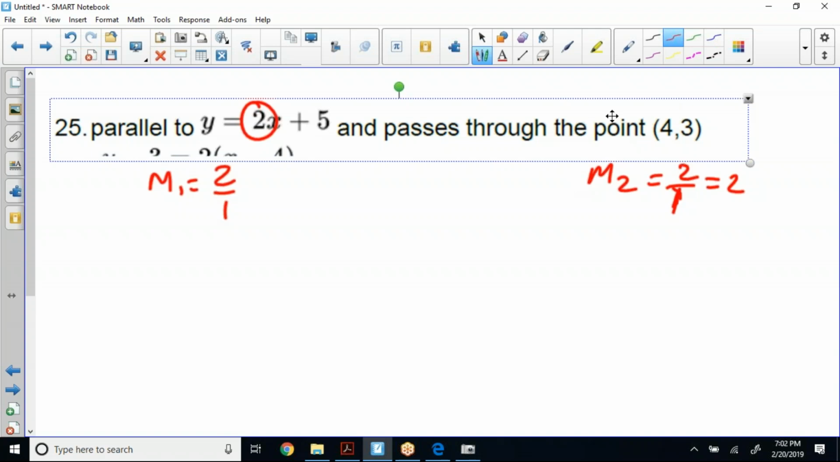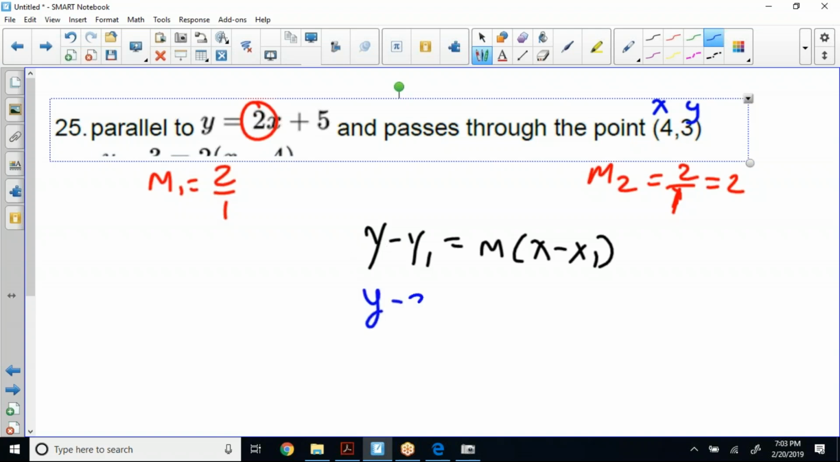So here's what I've got. The only thing I'm going to use is this, because they give me a point and a slope, guys, and it just told you exactly what to use. Here's my x, here's my y. When I plug those in, they have to change signs, because it's y minus and x minus. So I've got y minus 3 equals 2 times x minus 4.